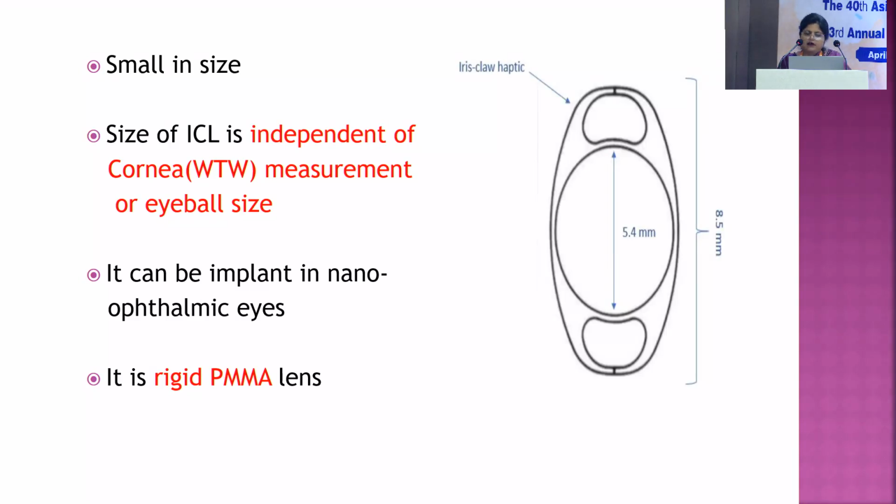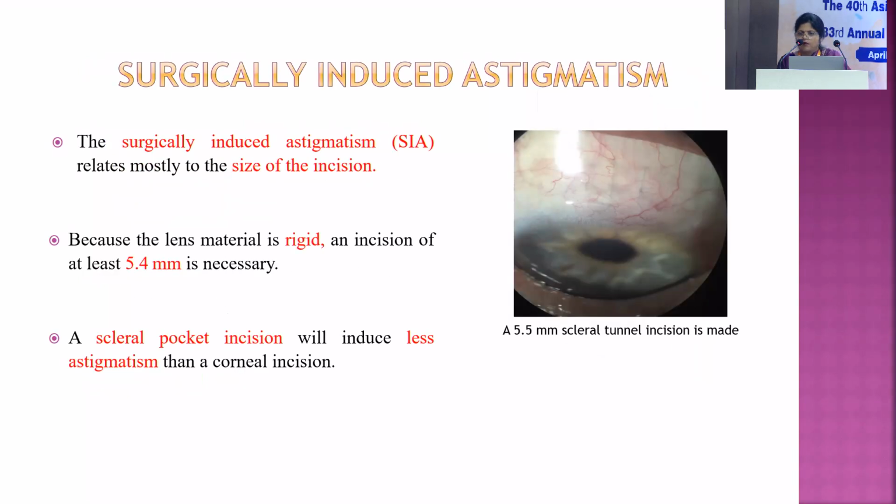The only drawback is that it is a rigid PMMA lens, so the size of the incision has to be at least more than 5.4 millimeter. We can reduce the surgically induced astigmatism with this iris claw lens. We can make a scleral pocket incision, which induces less astigmatism.